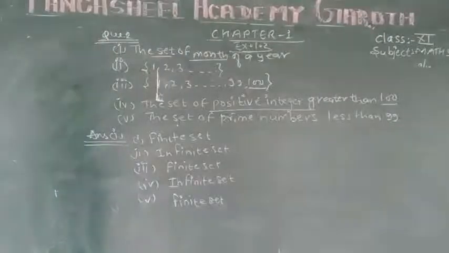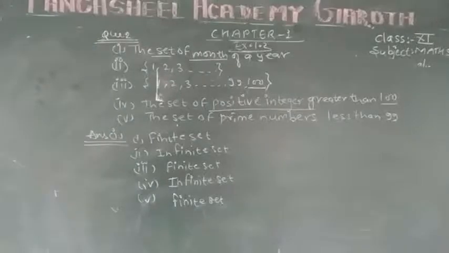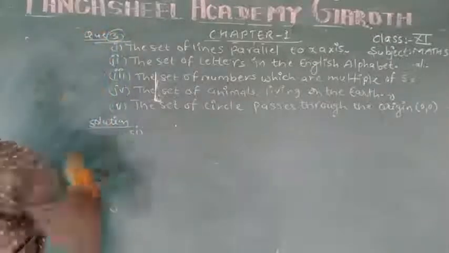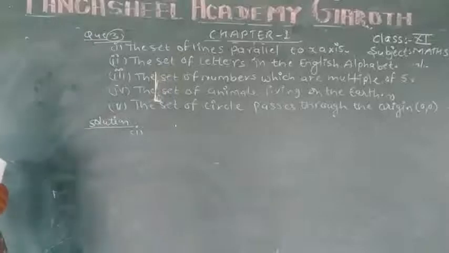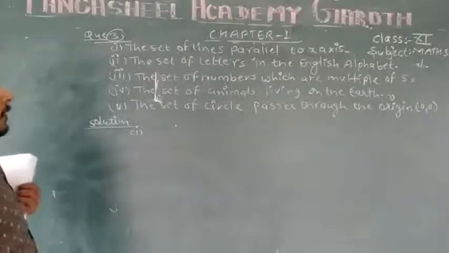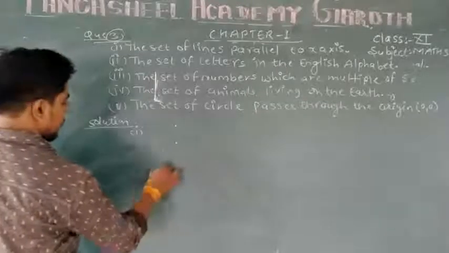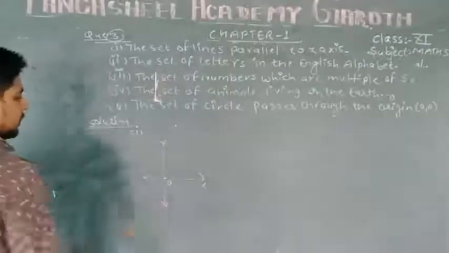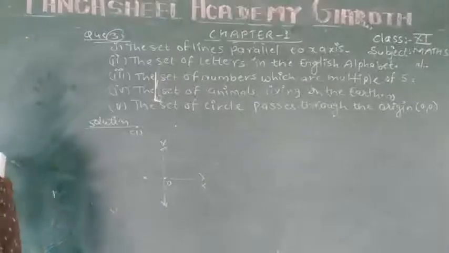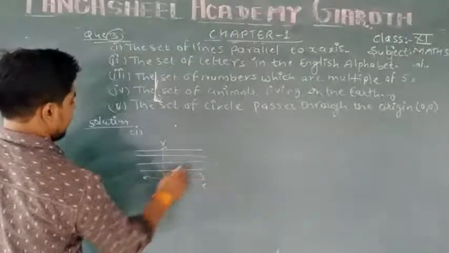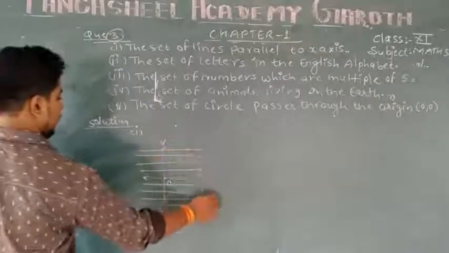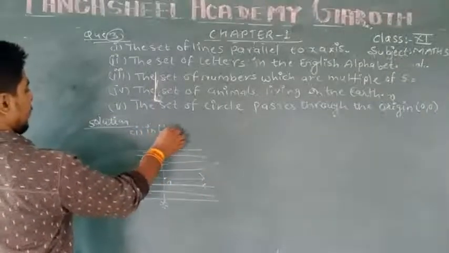In the lecture, the given question number 3 of exercise 1.2. We have to check which set is finite or which is infinite set. The first is the set of all lines parallel to x axis. We know that this is the x axis, this is the y axis, and this is where it intersects at the origin. But according to the question, those lines which are parallel to x axis, their numbers are not fixed. Therefore, the set of all the lines parallel to x axis is called infinite set.